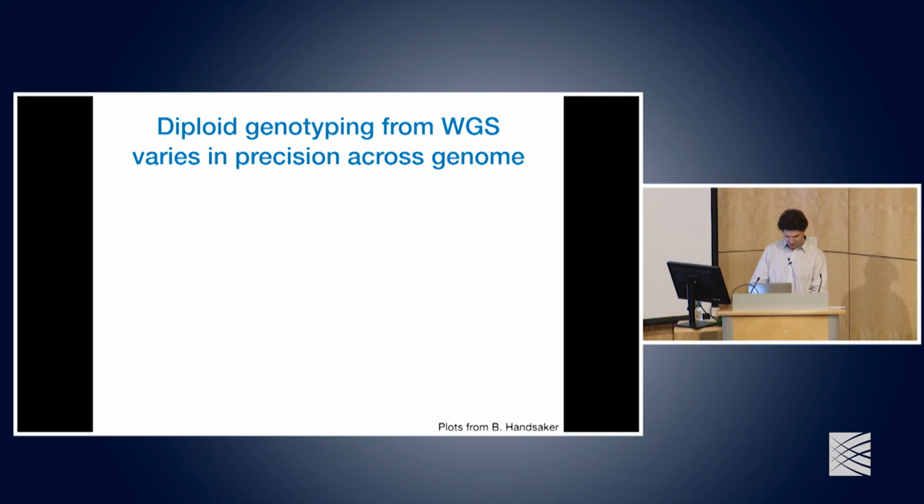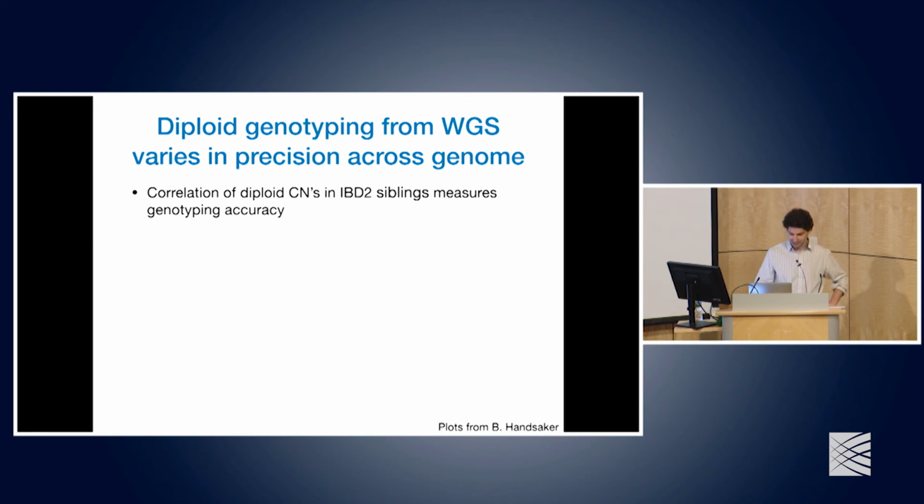Before I show the plot, let me tell you an important point. So far I've kind of been implicitly assuming that the diploid VNTR genotyping from whole genome sequence data was accurate. That's definitely true at LPA, but it's not as true at some other VNTRs, and it varies considerably depending on the specific locus. One way to get a sense of that is to look at the correlation in copy numbers in the IBD2 siblings. That gives a measure of how accurate the genotyping is.